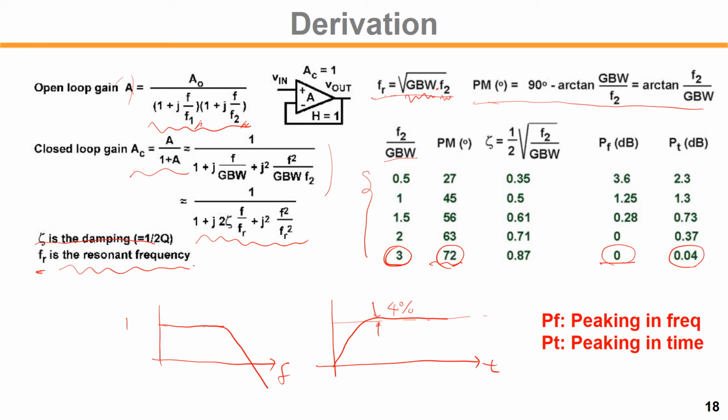If your second pole, the non-dominant pole location, is close to GBW FU, then you will get larger and larger peaking, right? If F2 and GBW are at the same location, then we get the 45-degree phase margin. And that leads us to what? In the time domain, we have 30% larger peaking than the desired value. And also in the frequency domain, we get 25% larger peaking.